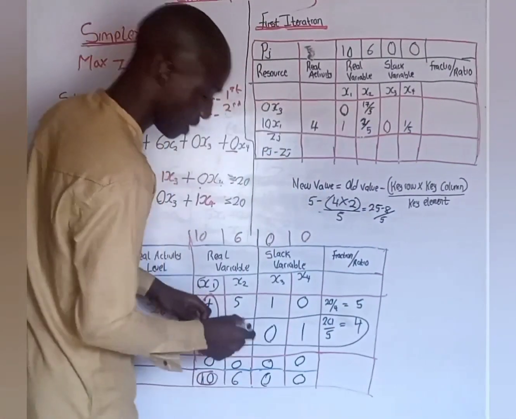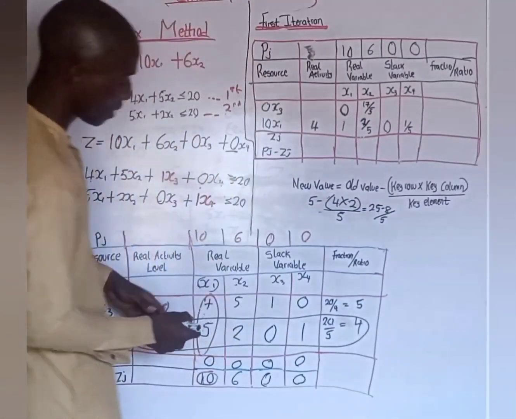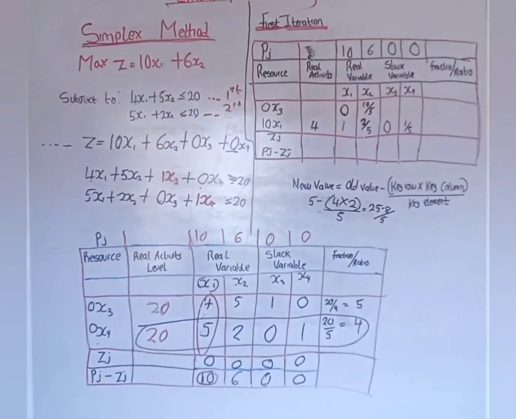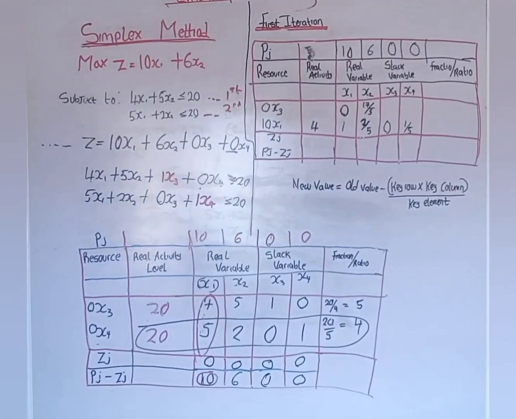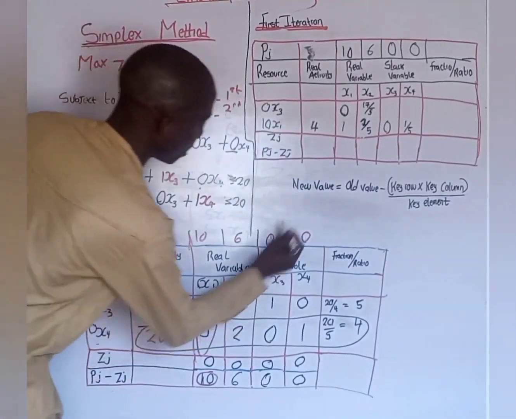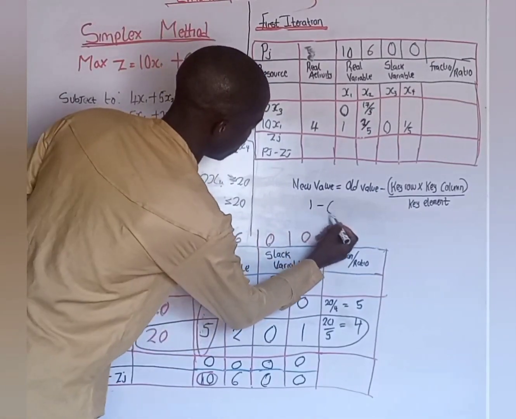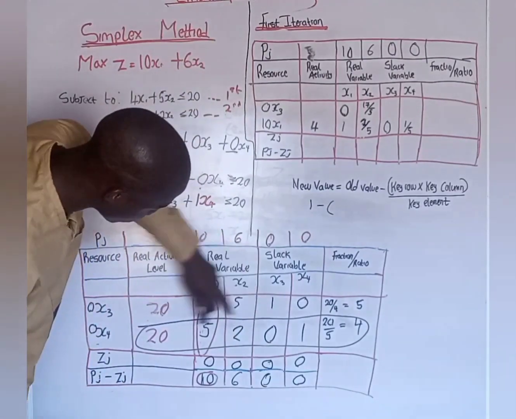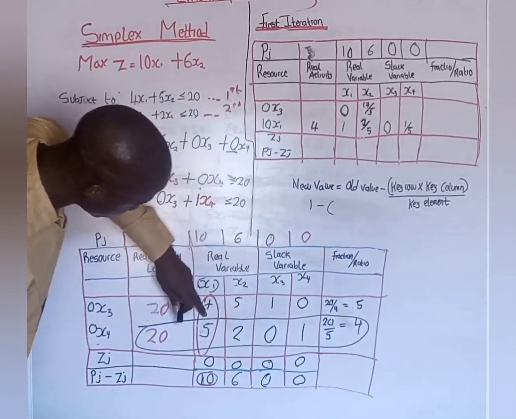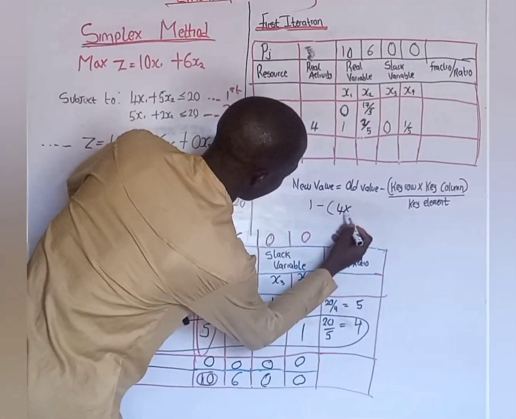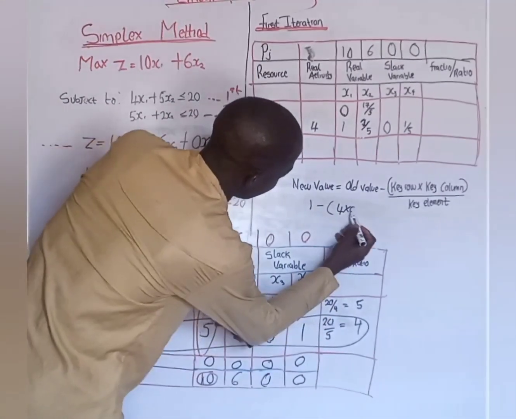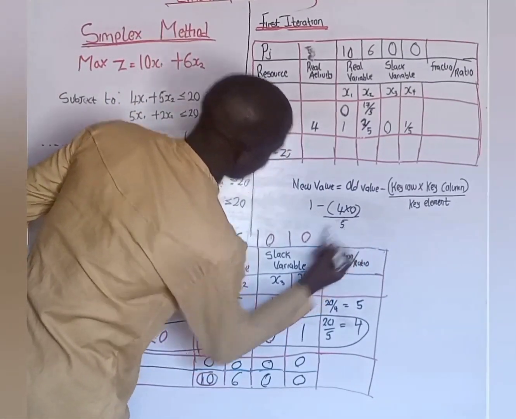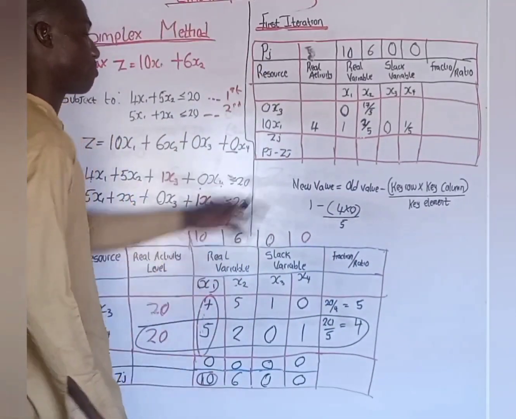So let's proceed to get the new value of x3. It also follows the same approach. The new value of x3 will be the old value, which is 1, minus the key row element. The key row element is 4, when you chose it. Multiplied by the key column element, which is 0, all over the key element, which is 5. So 4 times 0 is 0, 0 over 5 is 0, and 1 minus 0 is 1.